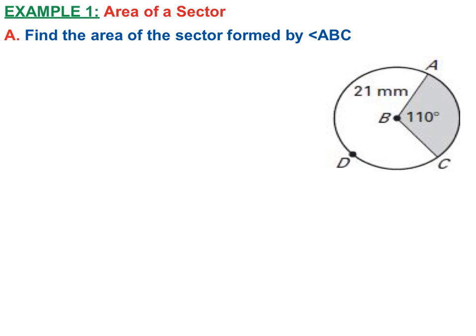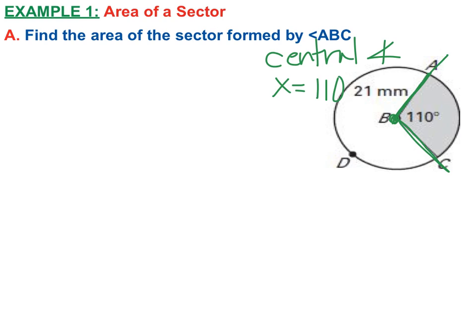So let's solve the problem. Find the area of the sector formed by angle ABC. So ABC is this angle right here. And we know that it's a central angle because its vertex is at the center, that vertex B. So the measure of that angle is 110 degrees. But we want the area that is taken up by that slice of pie, so everything covering that blue.